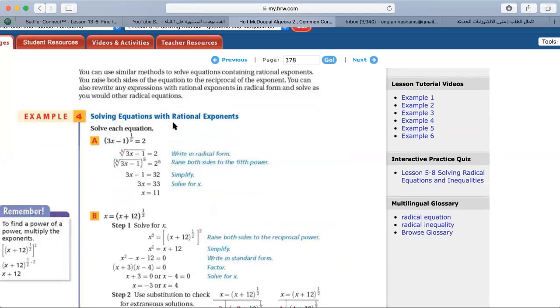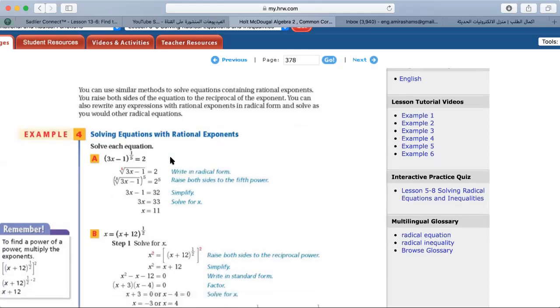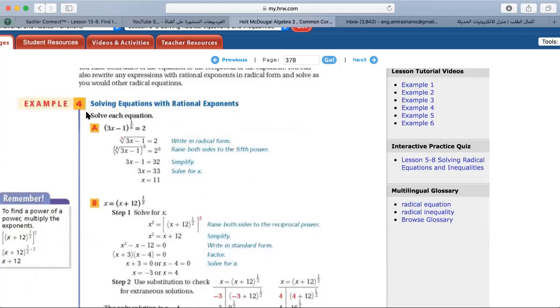Solving equations with rational exponents. You can use similar methods to solve equations containing rational exponents. You raise both sides of the equation to reciprocals of the exponent. You can also rewrite any expressions with rational exponents in radical form and solve as you would other radical equations. How are we going to do this? Solve each equation. 3x minus 1 to the power of 1 over 5 is equal to 2.